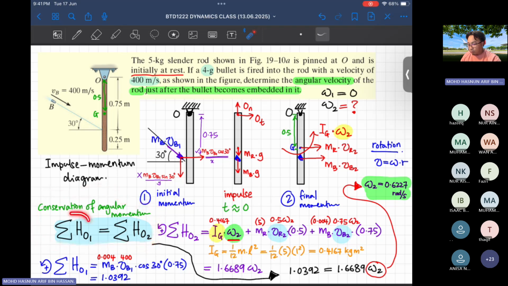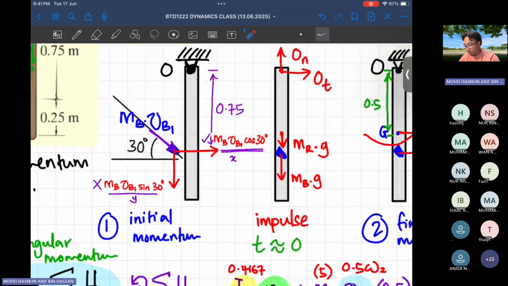Why do we write HO1 and HO2? Because there are multiple momentum. For initial momentum, you only have one. And this one, you have to resolve into components because there is an angle here. If there is no angle, there is no need. If the bullet were, let's say, fired straight from the left hand side to here, there would be no need to resolve. In this case, the bullet is fired in this direction.